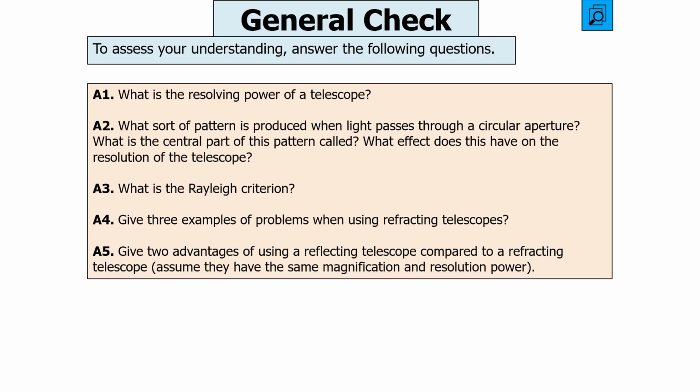The next question says, what is the resolving power of a telescope? What sort of pattern is produced when light passes through a circular aperture? What is the central part of this pattern called? What effect does this have on the resolution of the telescope? What is the Rayleigh criterion?